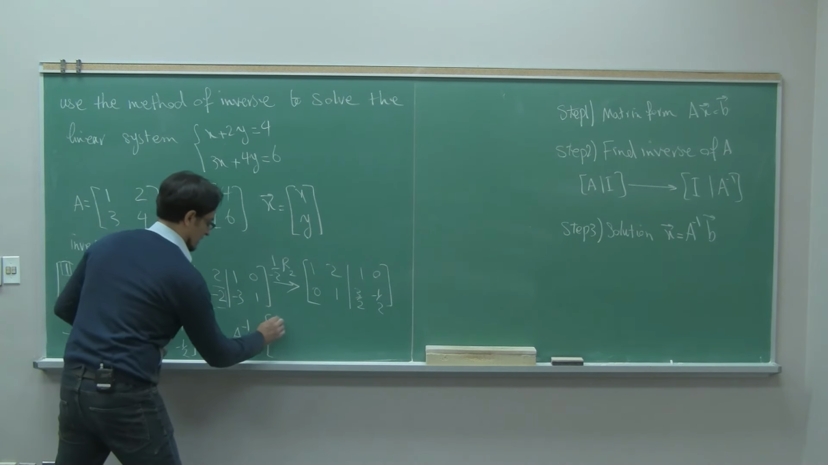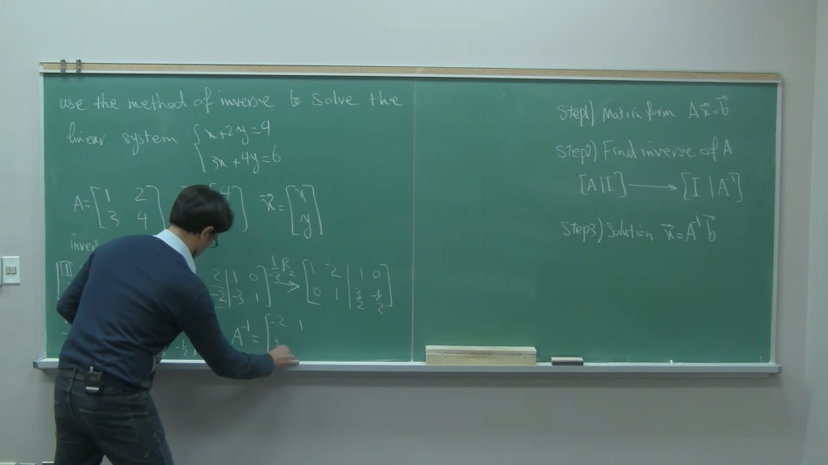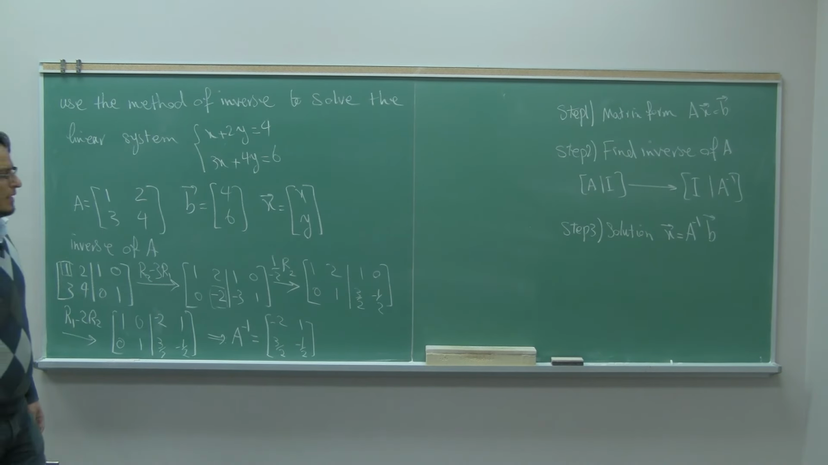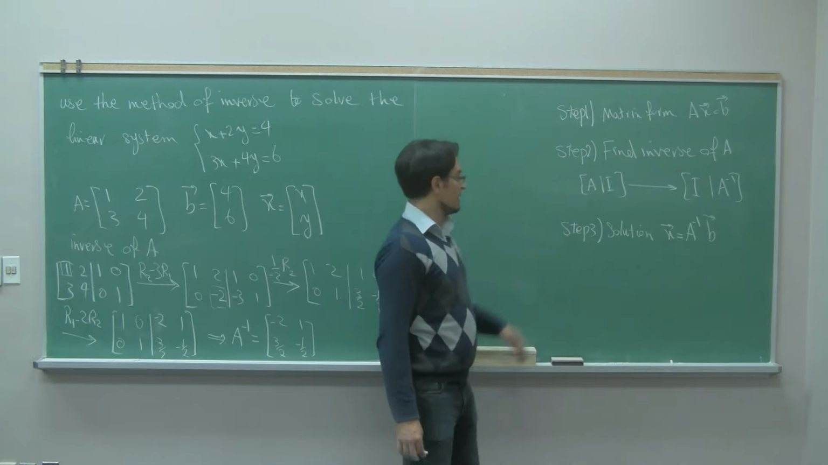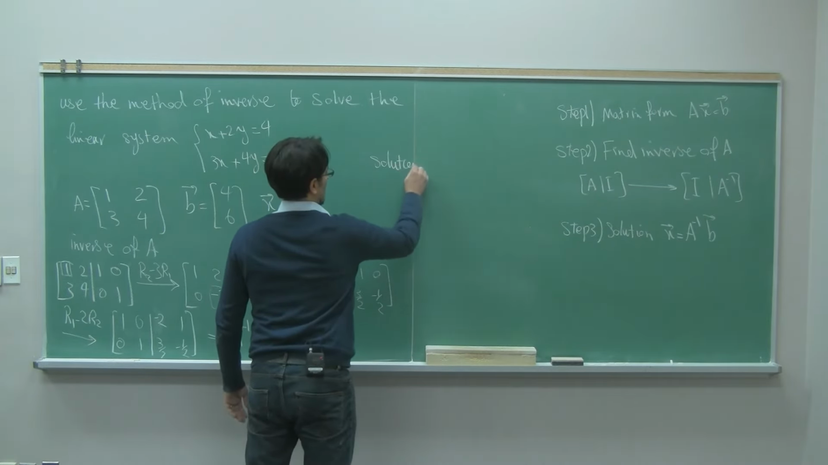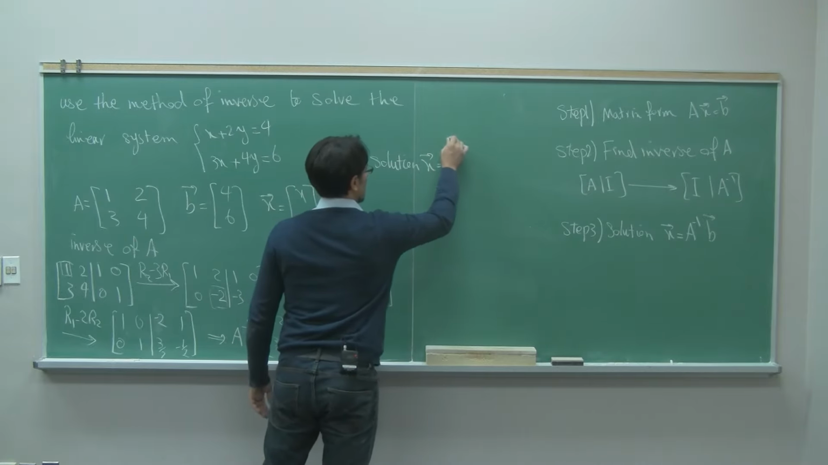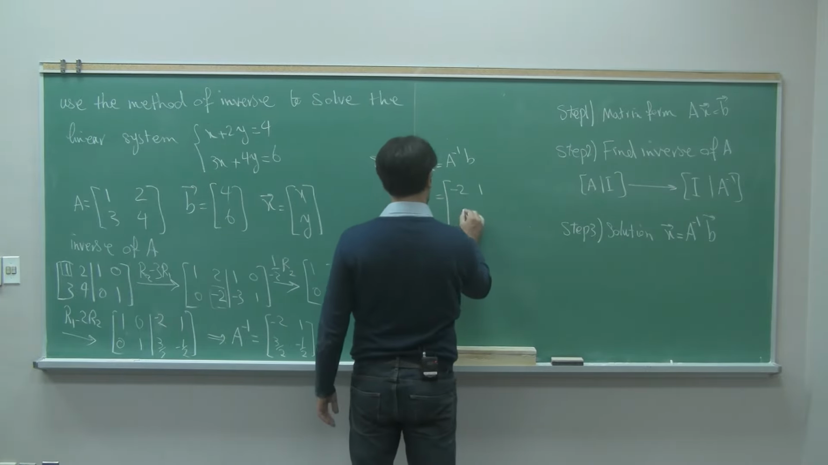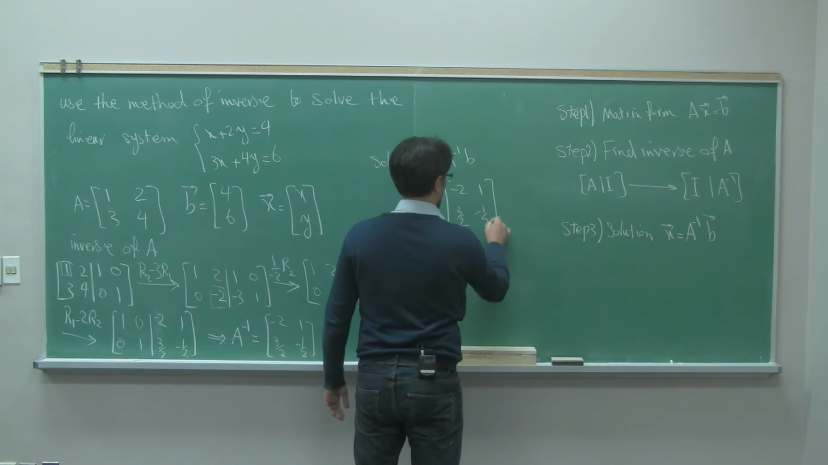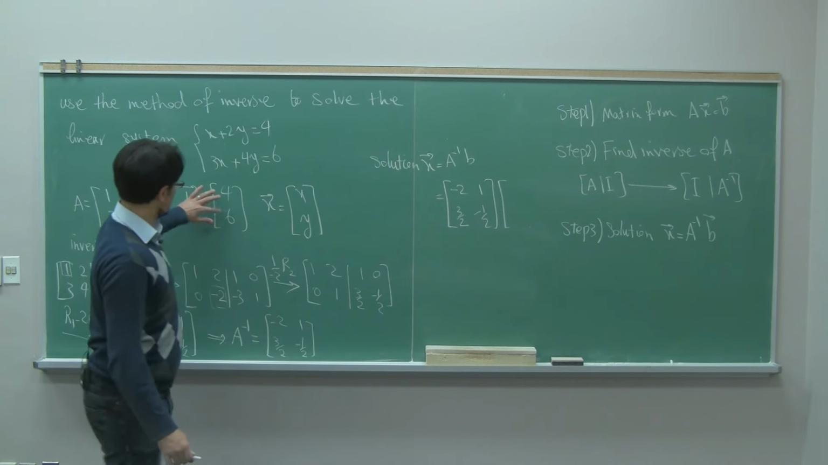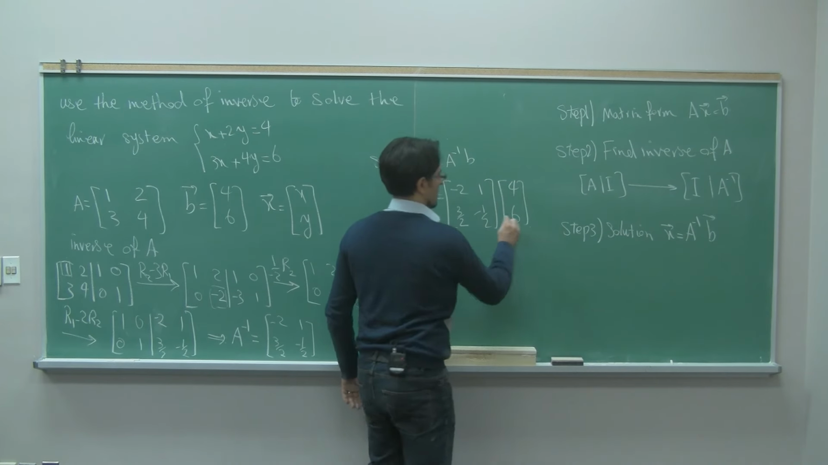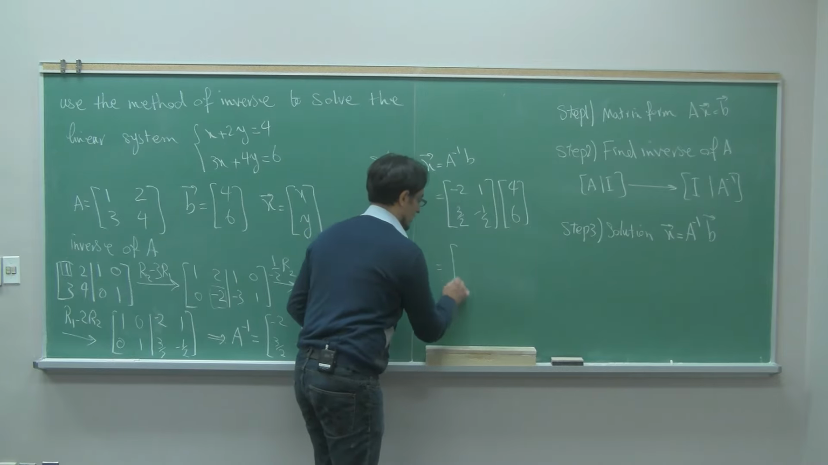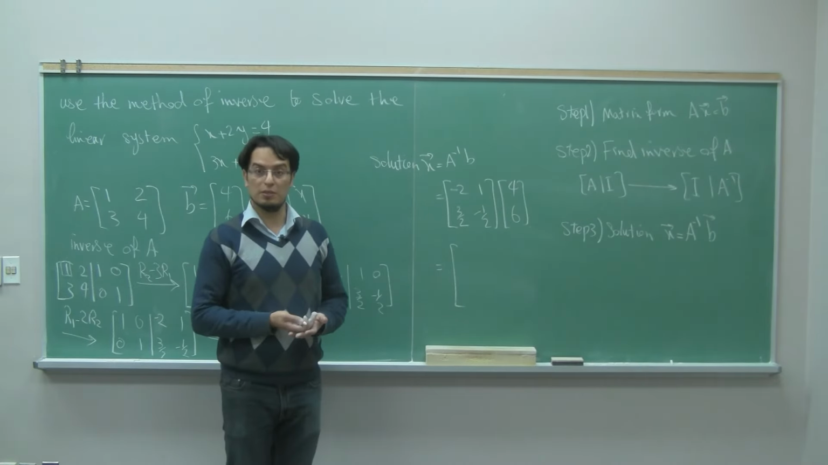The inverse is this 2 by 2 matrix: -2, 1, 3/2, and -1/2. This is my inverse matrix. Now I can apply step 3. The solution X is A inverse times B. I have A inverse, -2, 1, 3/2, -1/2. And B is a 2 by 1 matrix, which is 4, 6. Well, this is a 2 by 2 matrix. This is a 2 by 1 matrix. The result is going to be a 2 by 1 matrix. You have to know how to multiply two matrices.